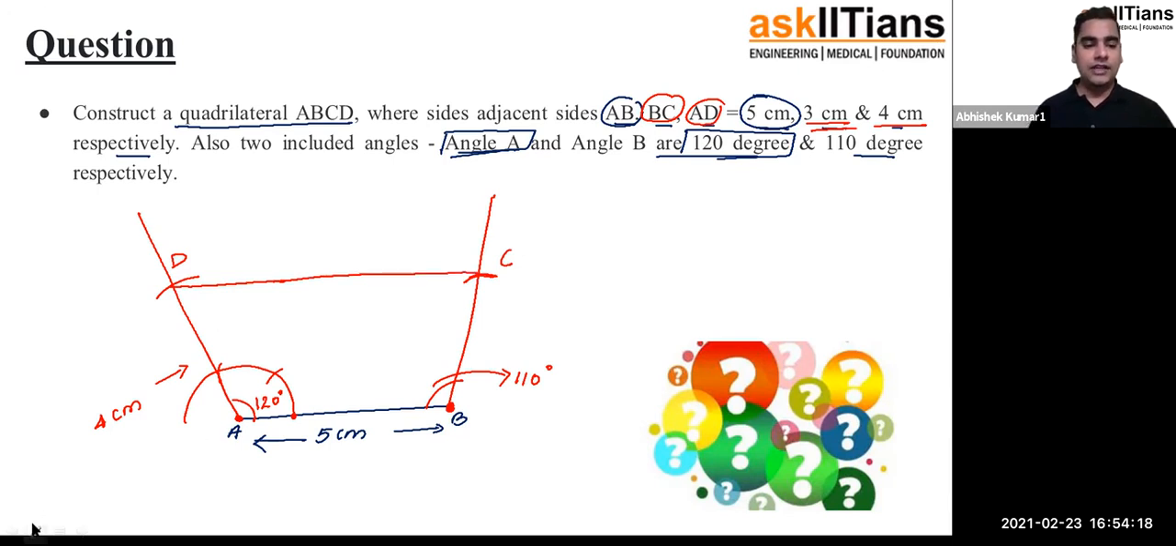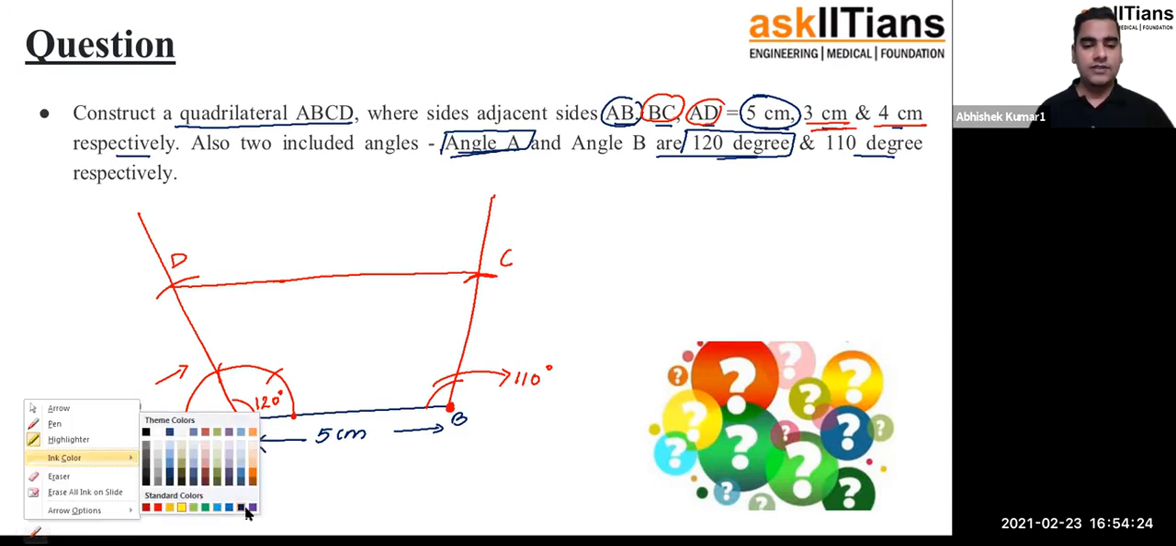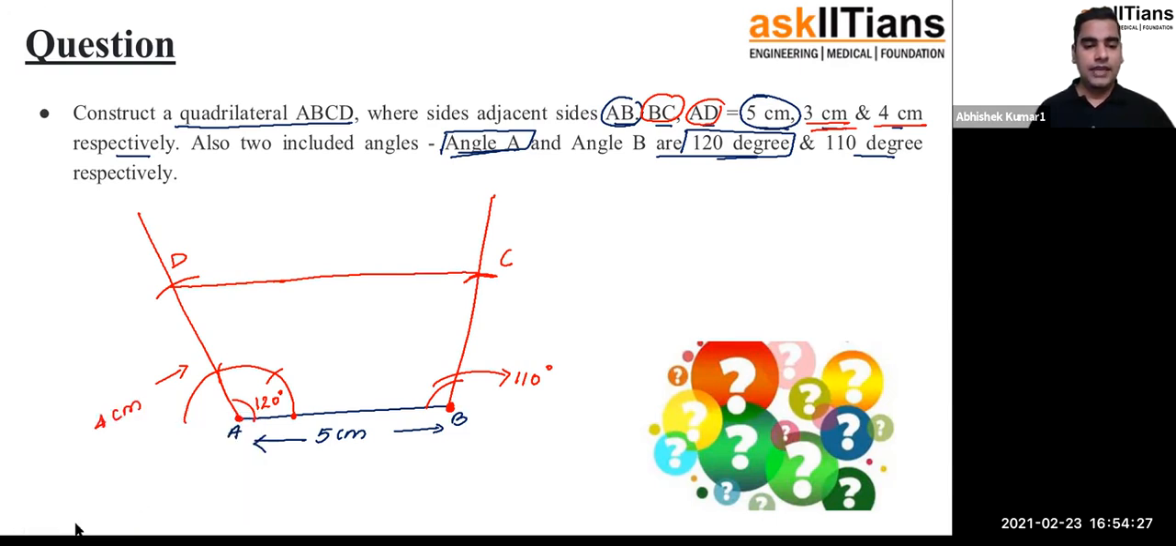So we finally got our required quadrilateral, which they were asking us in the problem. And what's the name of that quadrilateral? The name of that quadrilateral is ABCD. This is A, that's B, that's C, that's D. Okay. Go through it and ask me if you have any query.